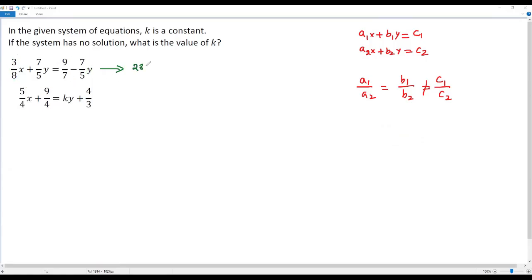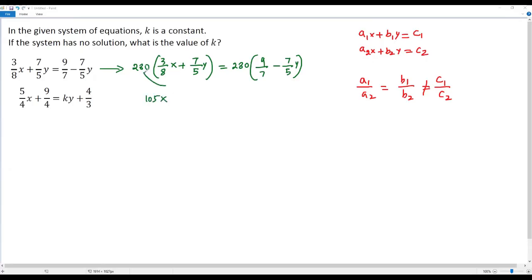Okay, let me do it. That is 280 times (3/8 x + 7/5 y) equals 280 times (9/7 - 7/5 y). Now we can distribute this 280 to the 3/8 x and also to the other terms. When I distribute 280 to this one, we can simplify 280 and 8. That is, 8 goes into 8 one time and 8 goes into 280 35 times. Then when I multiply 35 and 3x, I am getting 105x.